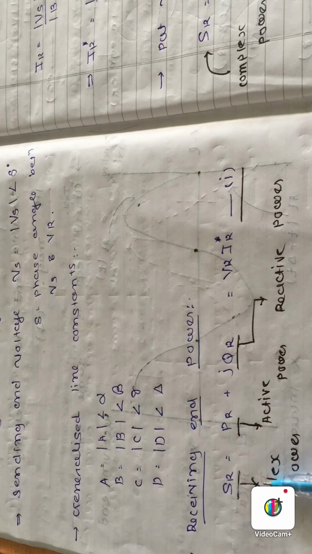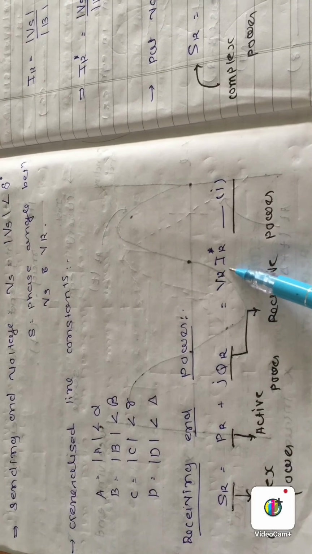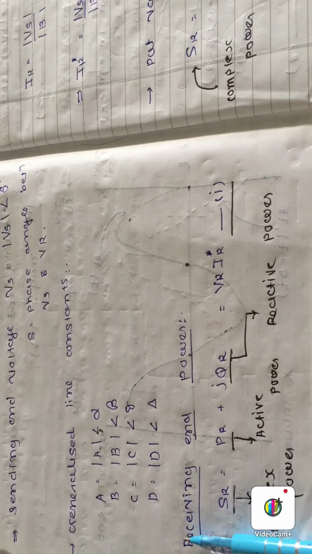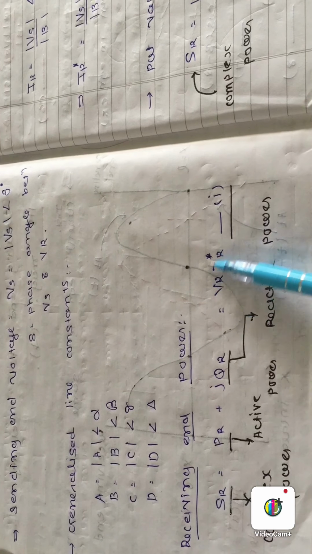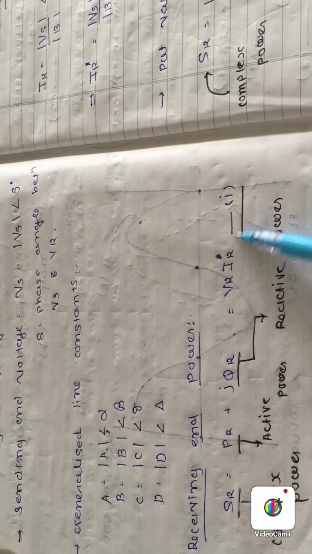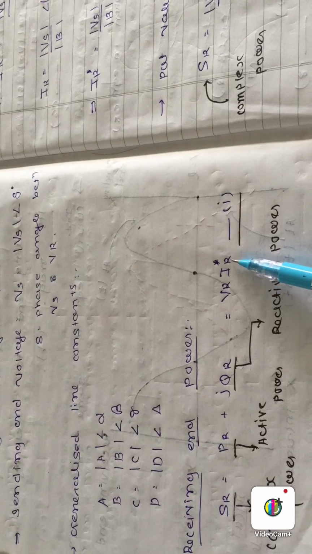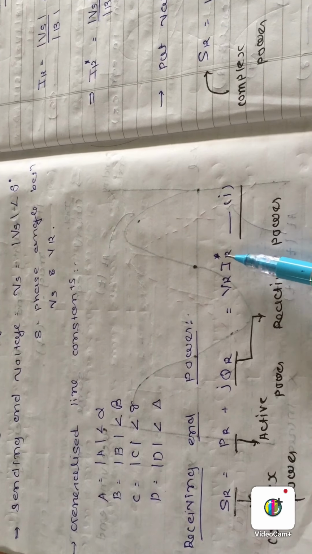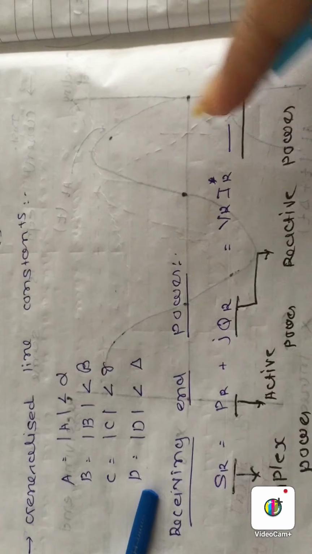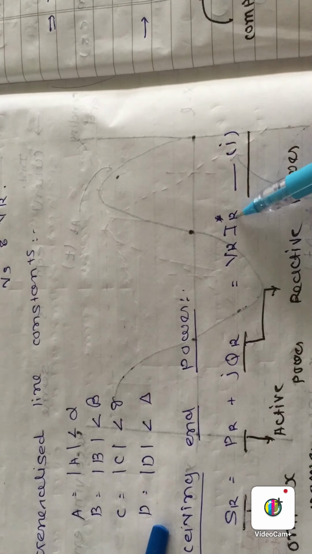We will start from the receiving end power. I already told you that this represents the complex power, active power and reactive power. Another equation for SR is given as VR IR star. This is the other equation for complex power at the receiving end side. Here IR star represents the conjugate of IR. So we will derive from this equation. Our aim is to find the equation for VR IR star.